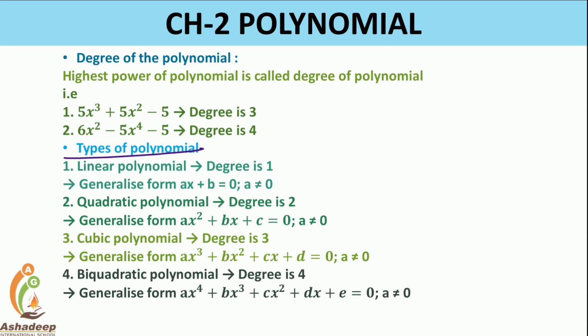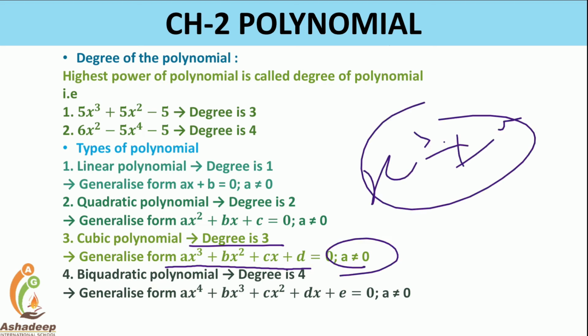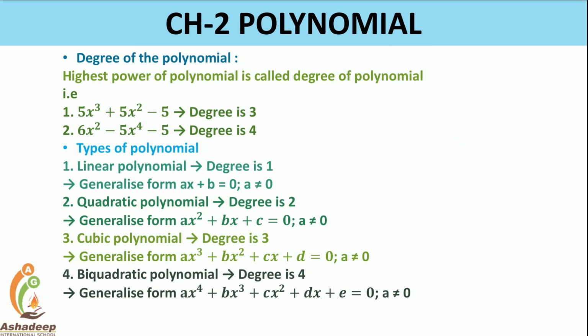The types of polynomial. The linear polynomial, degree 1, right? That we already saw in the chart. In general, what can I write? ax plus b is equal to 0, where a is not equal to 0. Quadratic polynomial of degree 2, ax square plus bx plus c, where a is not equal to 0. Cubic polynomial with degree 3, ax cube plus bx square plus cx plus d is equal to 0, where a is not equal to 0, right? Here, a must not be equal to 0.